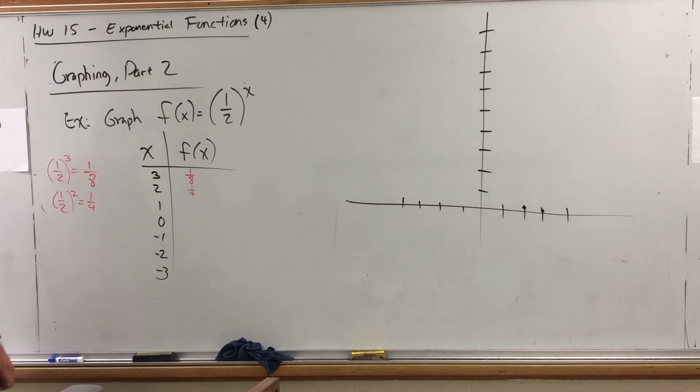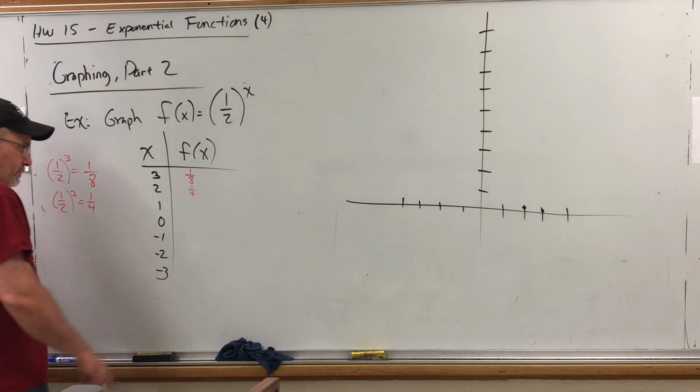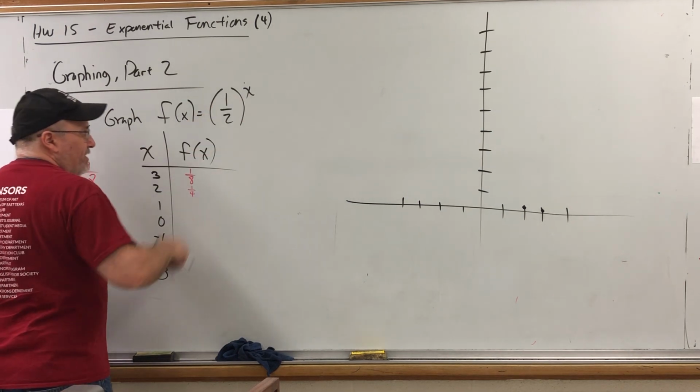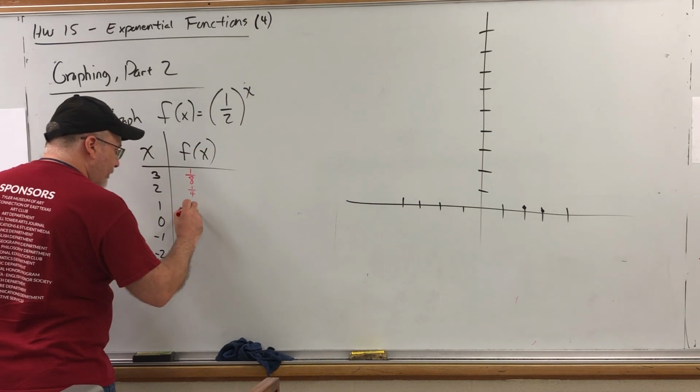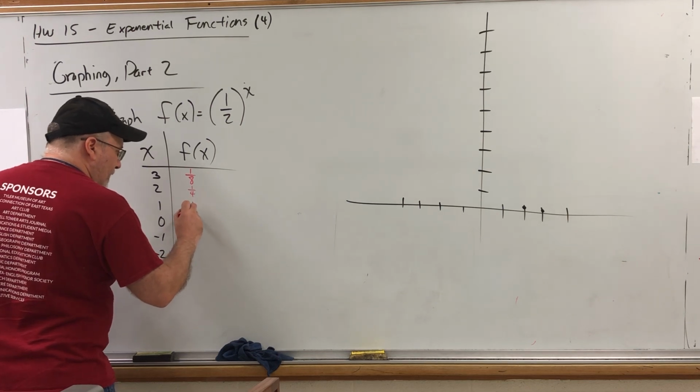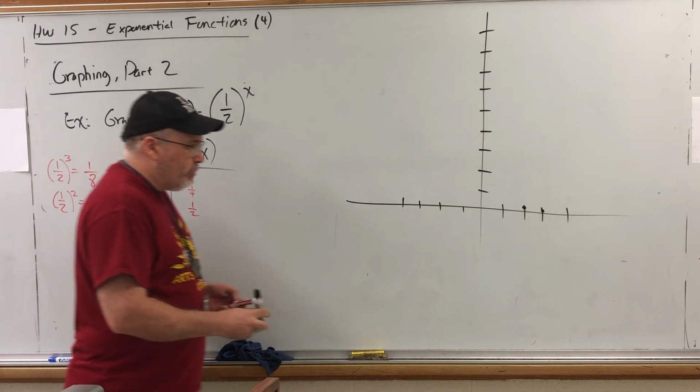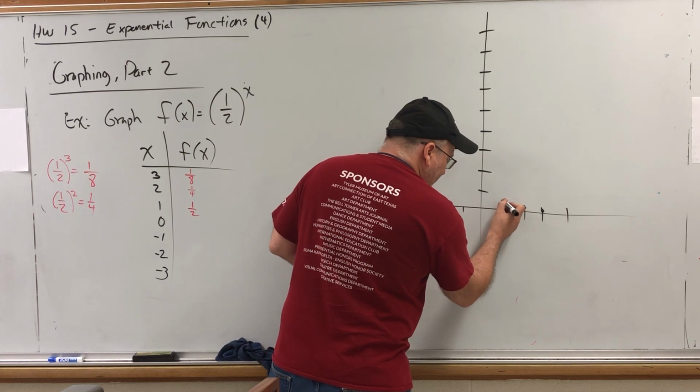For those who didn't pause, let's go ahead and finish it. An exponent of 1 is easy. Anything to the 1st power is itself. 1/2 to the 1st power is 1/2. So we have a point over 1 up 1/2.